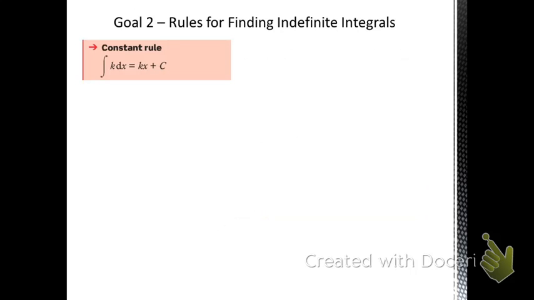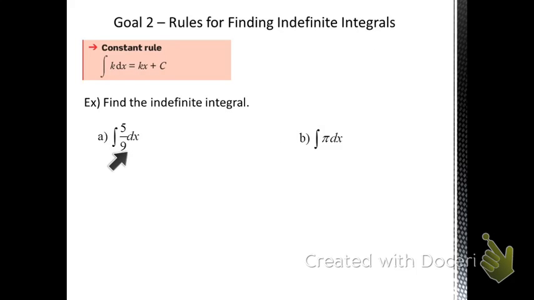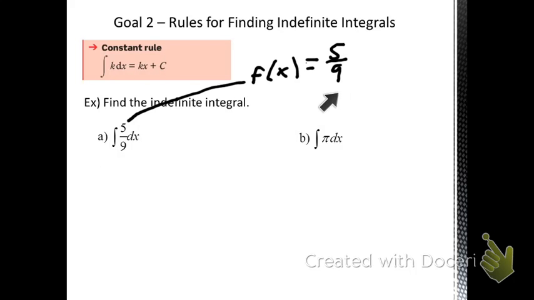And the first of those rules is called the constant rule. And that simply tells you what you do if you want to find the integral of a constant. Such as, let's say I wanted to find the integral of 5/9 with respect to x. Alright, so this is just a constant function. We're saying that we have some function f of x that's just equal to 5/9. And we're going to try to find out essentially what would you differentiate that would give you 5/9.